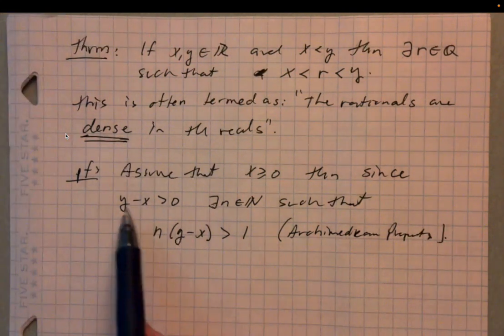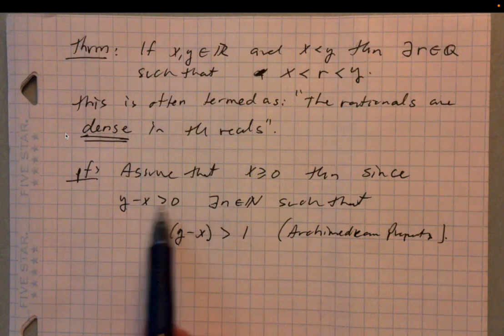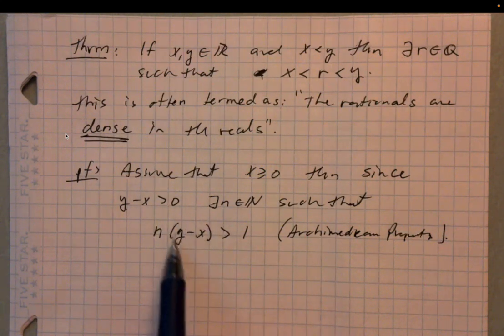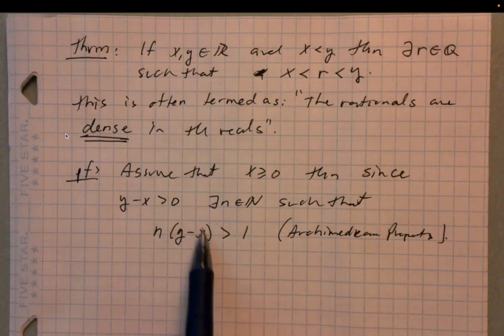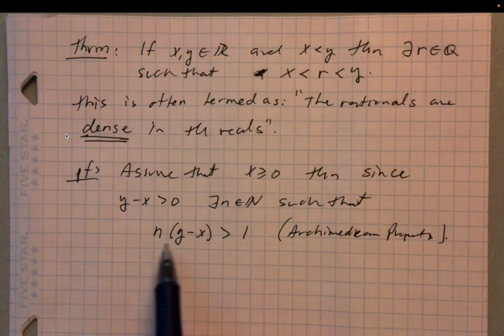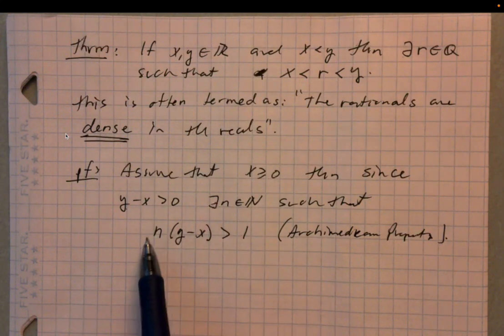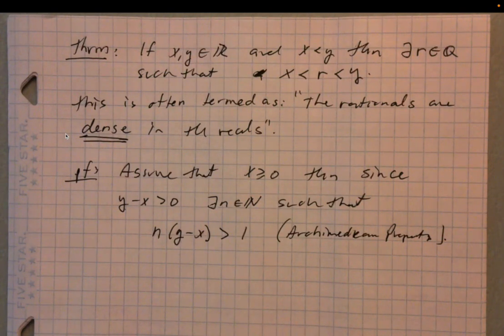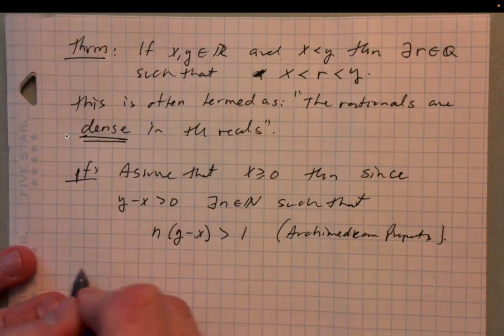Right? y minus x is greater than 0, right? One of the qualifications was that this value here has to be greater than 0, and it is in this case. And so there's going to exist some natural number n such that this times this is greater than 1. Okay? All right, and let's just see what happens here.